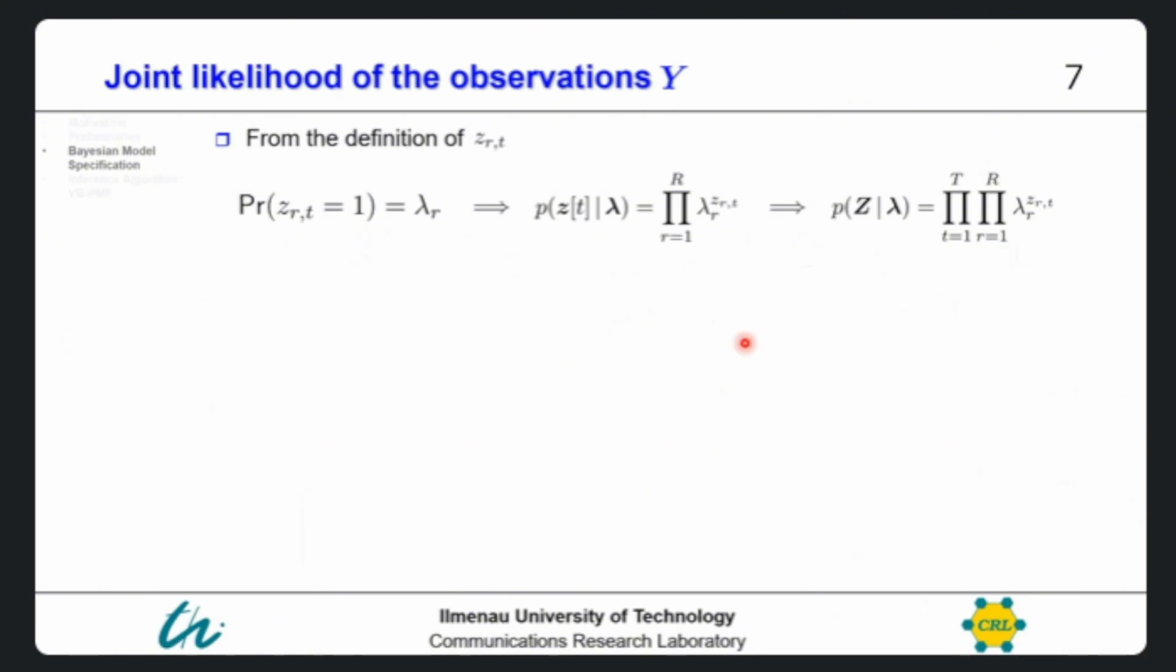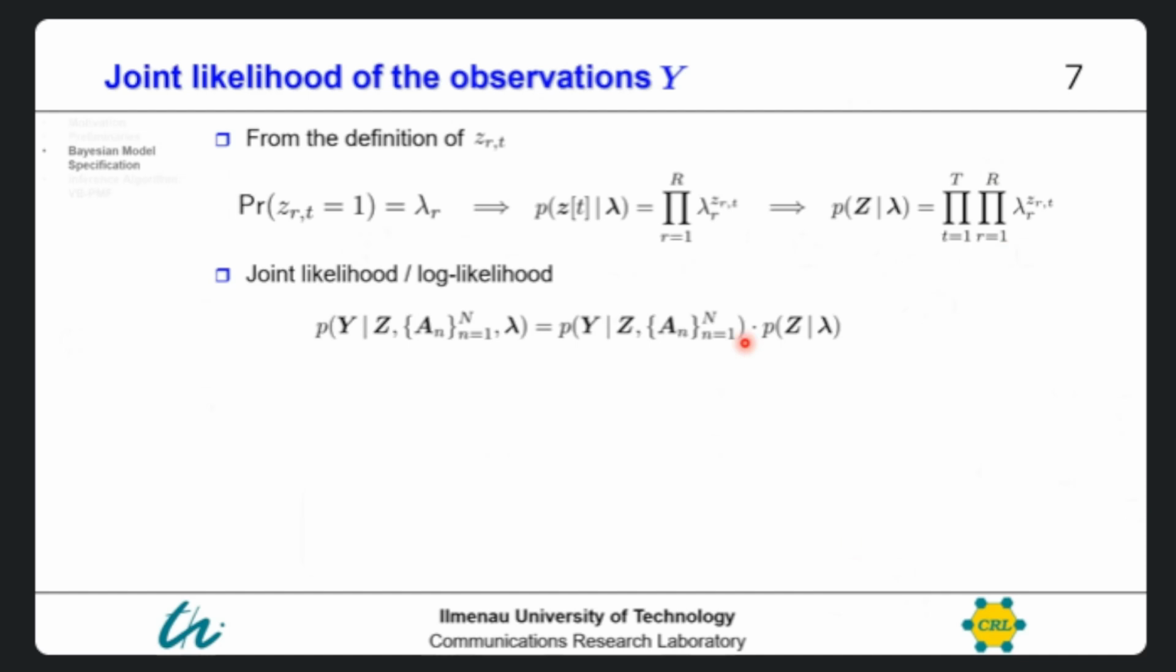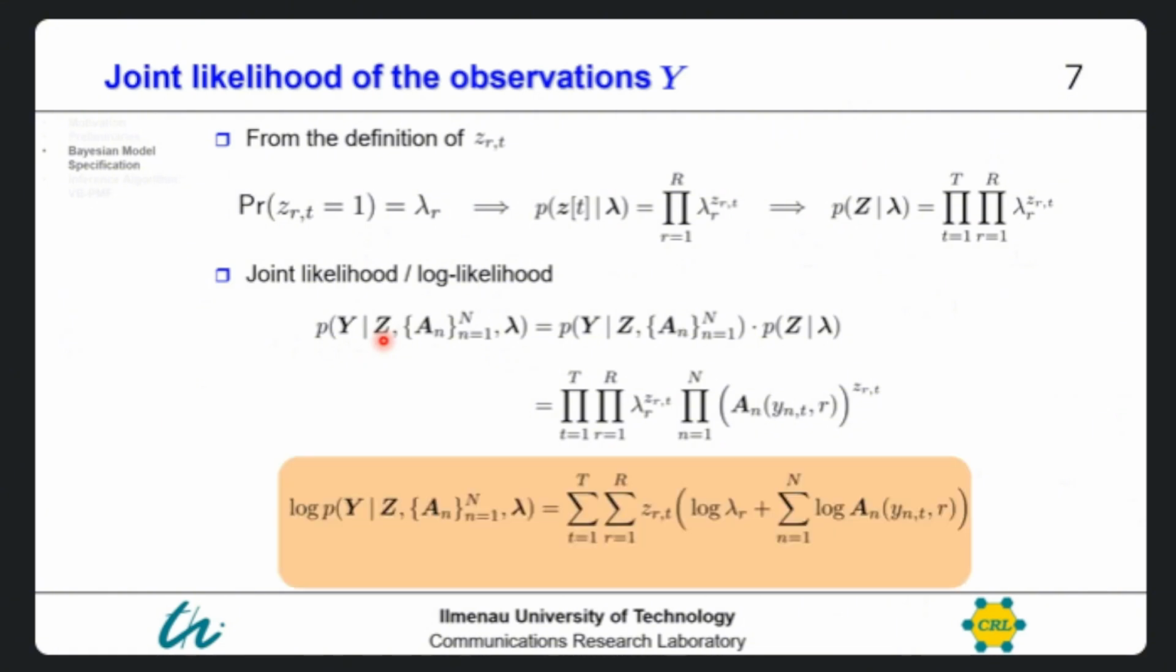Okay? So now when we combine the two of these, we now have the joint likelihood of the data given all the parameters here. So we have the CPD components there, and we have the latent variable Z also there. And we can write it in this way when we introduce the two expressions. And if we take the log of that, then this is the log likelihood. This is the joint log likelihood of the data.